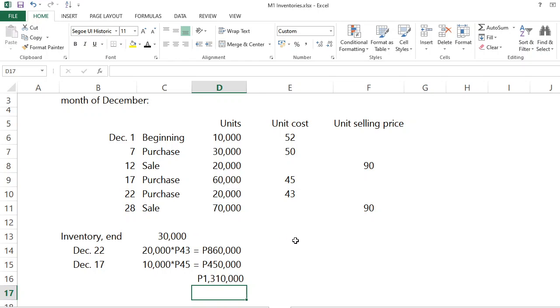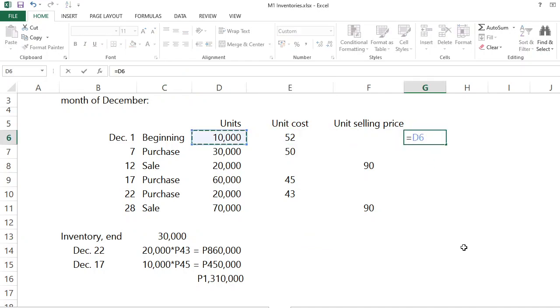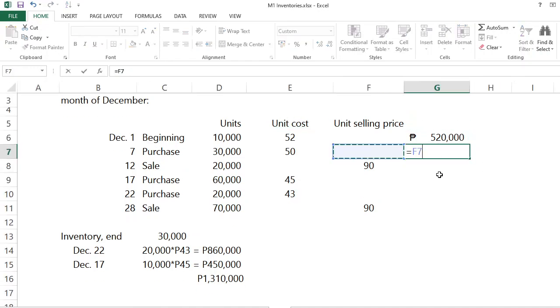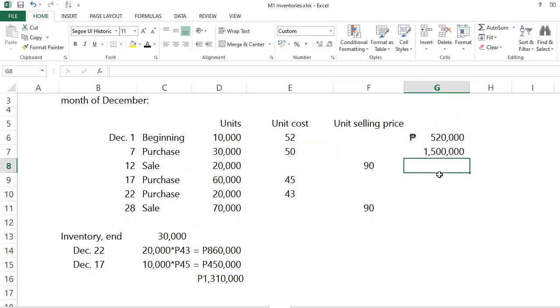Next, how about our cost of goods sold? So, kung mao ni ang nabilin, the rest nabaligya. Sige, ito atong analysis, pwede ra nga shortcut. So, kani, imuhang beginning, tag 52. Ayan. And then, nakapalit na pud ka 30 times 50. Ayan. And that is 1.5 million. Disregard the sale, kay ang ato gina-compute diri ang total goods available for sale.